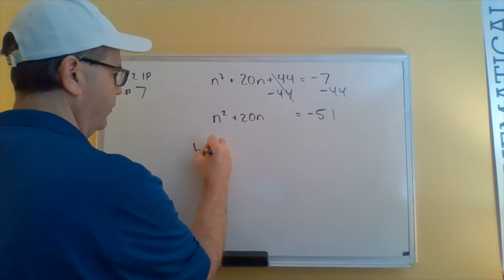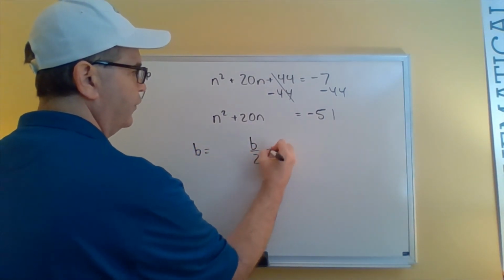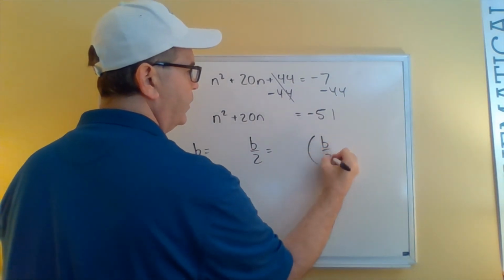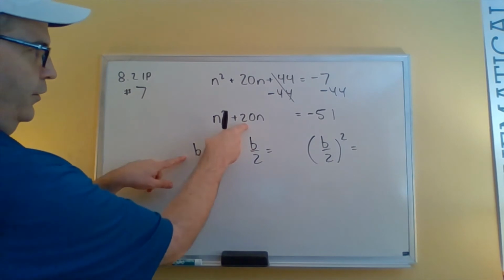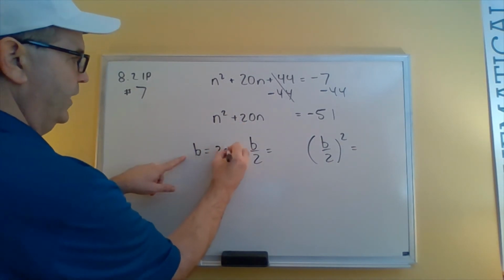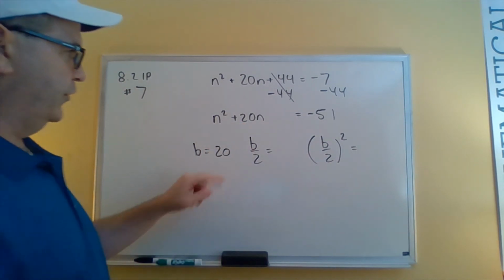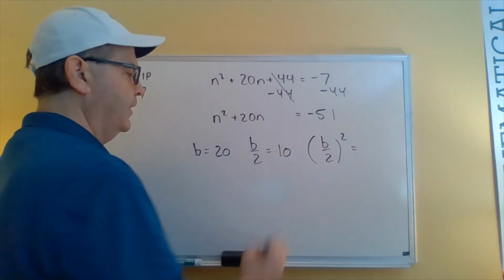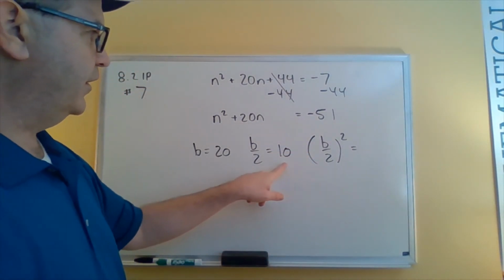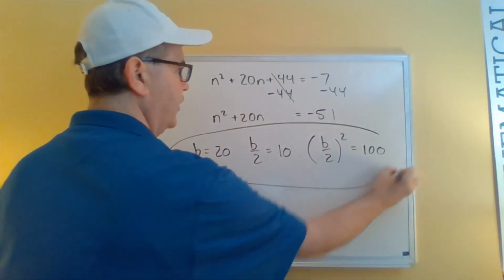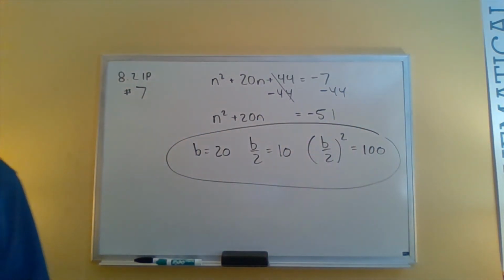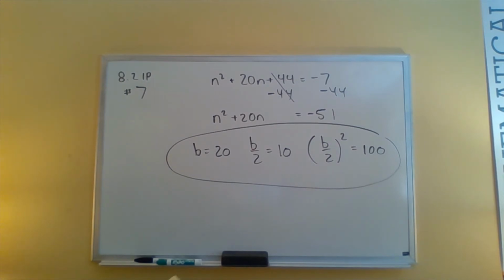I need to identify b over 2, and b over 2 squared. B is my coefficient of my middle term, which is 20. B over 2, that's going to be 20 divided by 2, that'll be 10. B over 2 squared, that's going to be 10 squared, or 100. So there's my answer to number 7. B equals 20, b over 2 equals 10, and b over 2 squared equals 100.